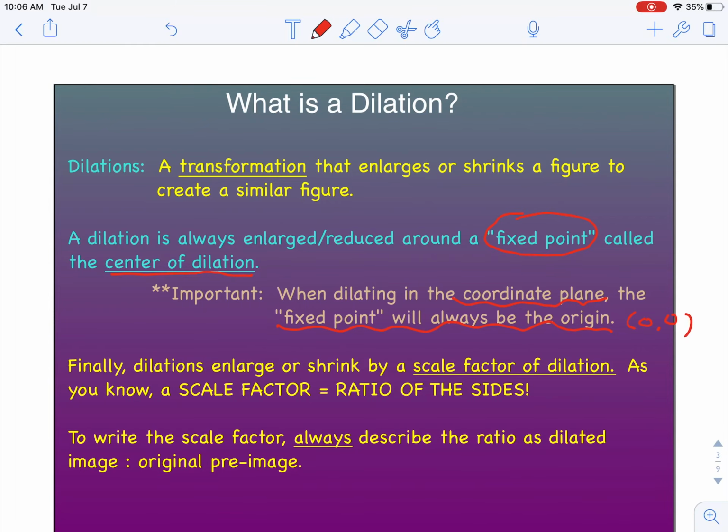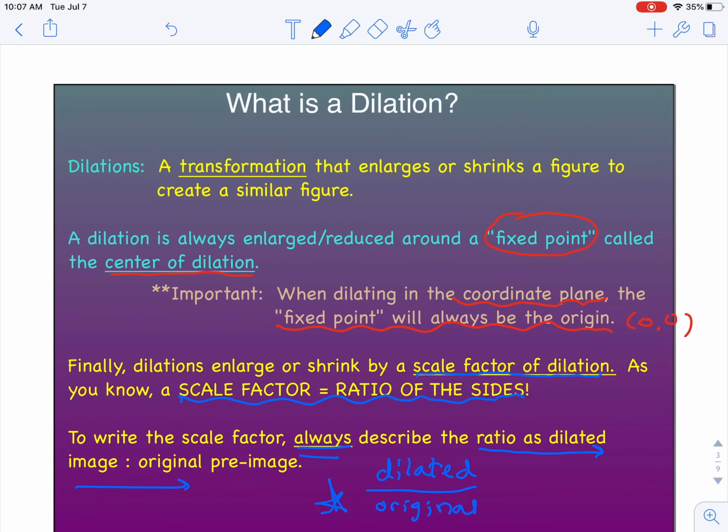Finally, dilations enlarge or shrink by a scale factor of dilation. As you know, the scale factor in general is the ratio of sides. But when we write the scale factor in a dilation, we always describe the ratio as the dilated image compared to the pre-image. So it's always going to have the dilated come over the original. So keep that in mind.